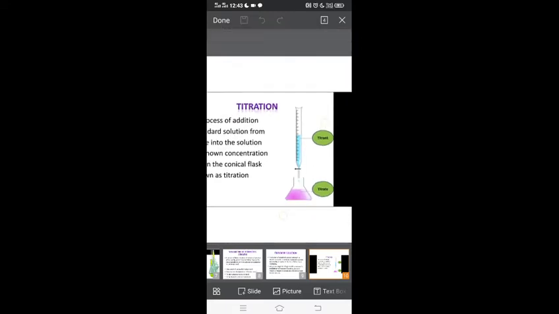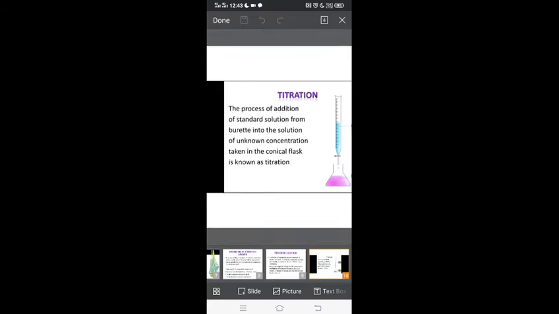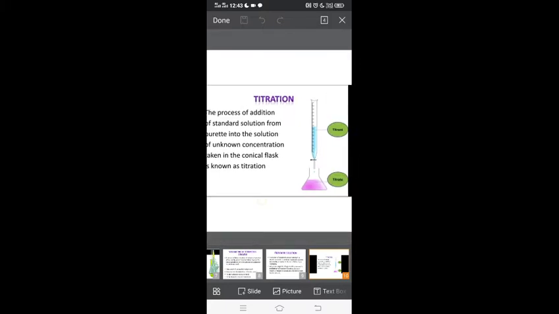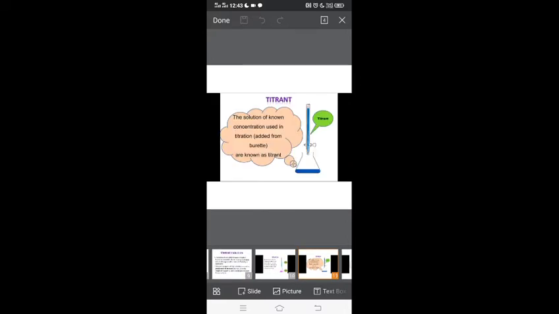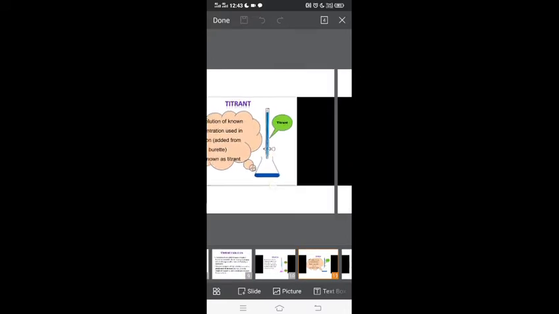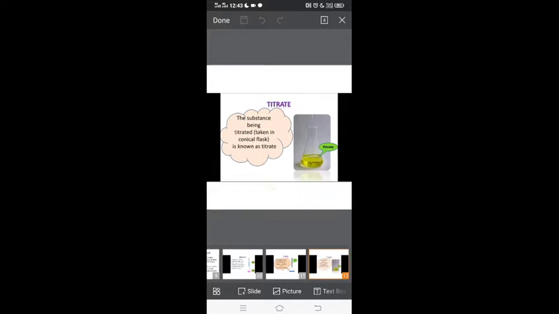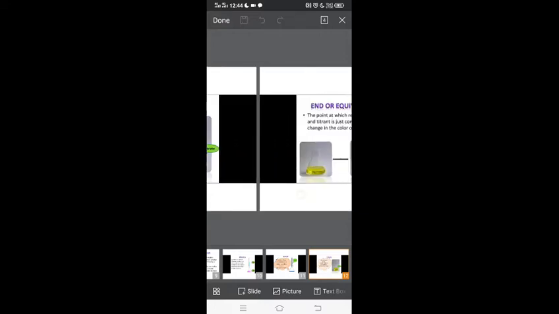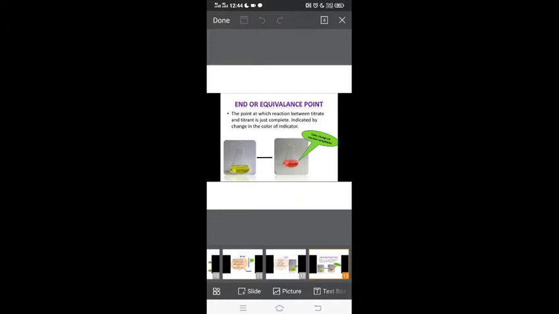Children, further we have the titrant. We fill the titrant in the burette, and the titrant is the one whose concentration is known to us. The titrate is the substance being titrated, and it is always taken in the conical flask. Its concentration is not known to us. Now what is the end point or equivalence point? When we are doing a titration between two reactants, there should be an end point, a point where the reaction is complete.